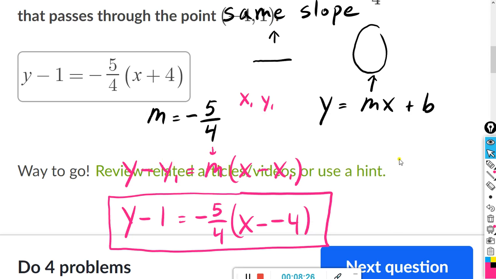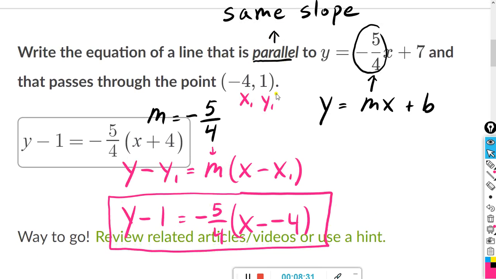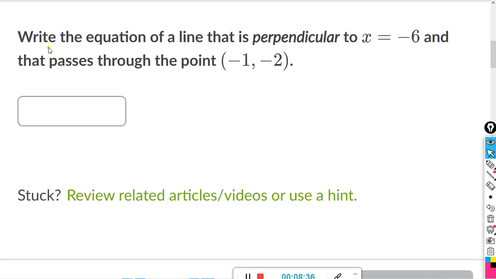All right, so perpendicular, you take the negative reciprocal, flip it and change the sign. For parallel, it's the same slope. Write the equation of a line that is perpendicular to x equals negative 6, that passes through the point negative 1, negative 2. All right. So we don't have a slope for this equation, but it's actually very easy, and I'll show you on the graph. You don't actually have to do this, but I'm going to show you.